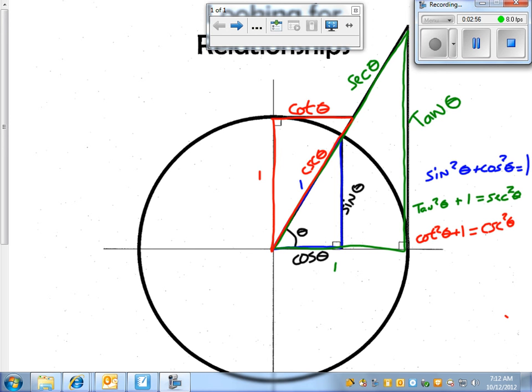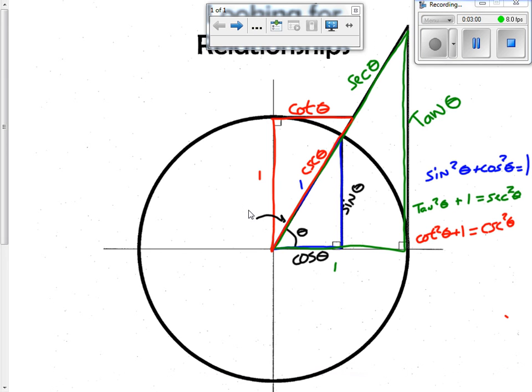Just on a tiny side note, I want to make sure that we're all aware that when we look at complementary angles here, this angle is 90 degrees minus theta. And if we're in radians, it would be pi over 2 minus theta. Okay, just so that we're aware of what this angle is on this side of the triangle that we were looking at in red.